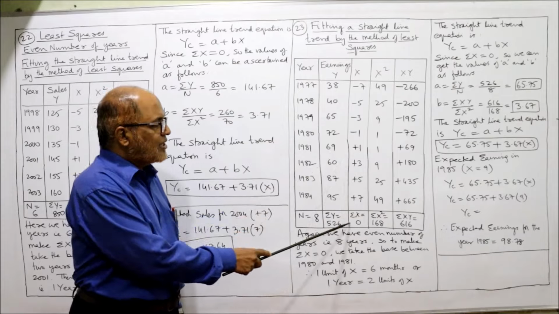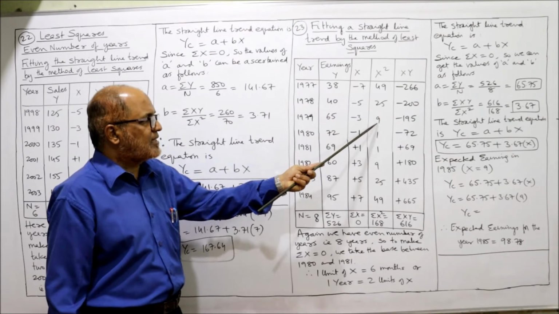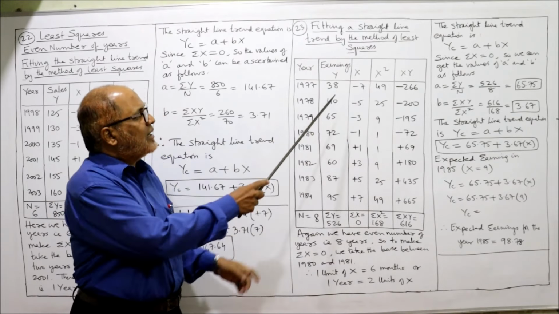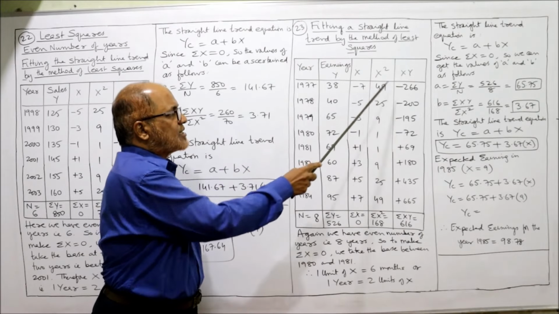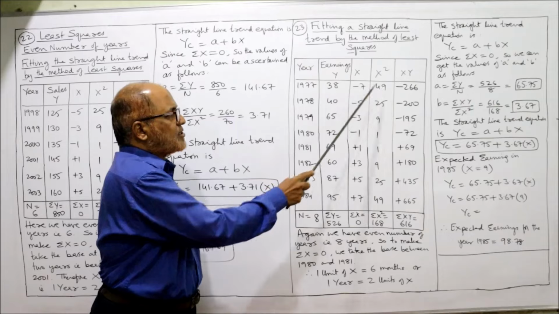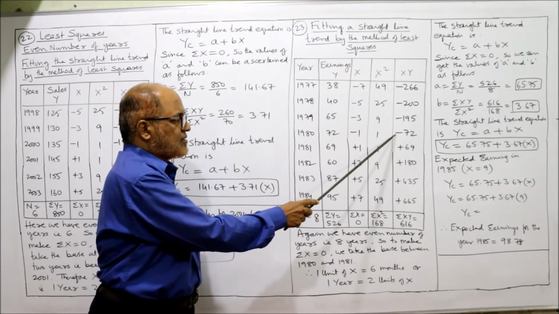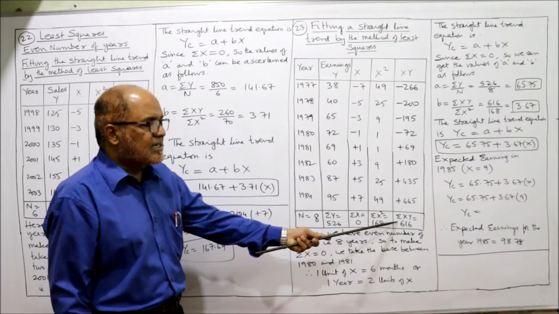Now the total summation x is equal to 0. Square it. 7 7s are 49, 5 5s are 25, 3 3s are 9, like that. Summation x square, we got it. Now x into y. Multiply this x and this y. 38 into 7, 266 minus. Plus into minus, minus. Plus into minus, minus. Here all plus values. So you take the total, 616.